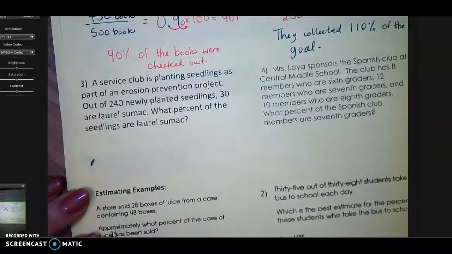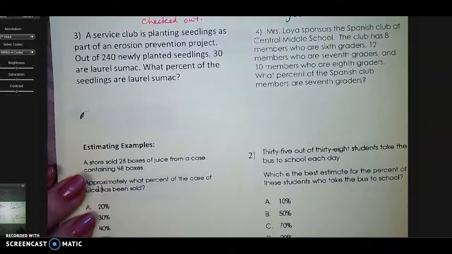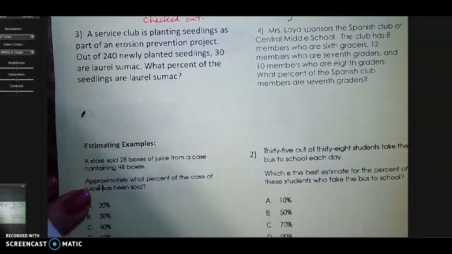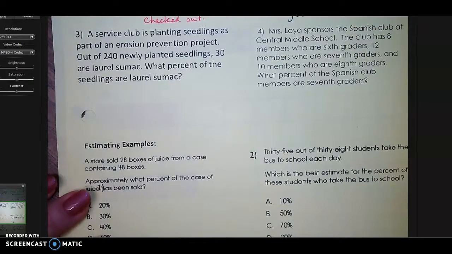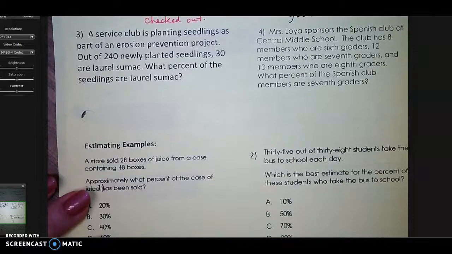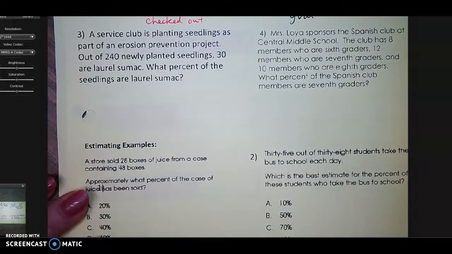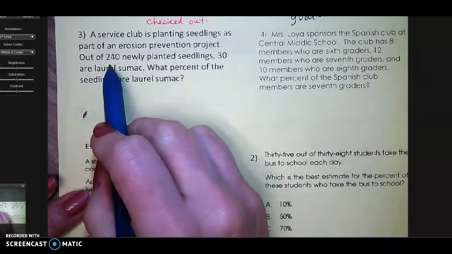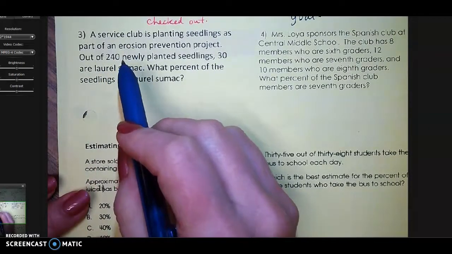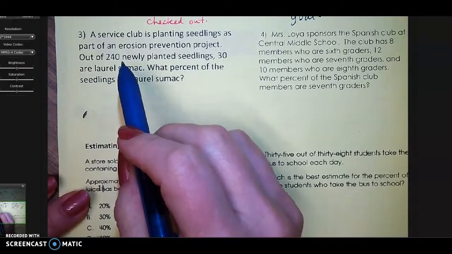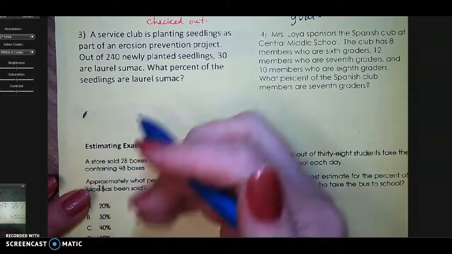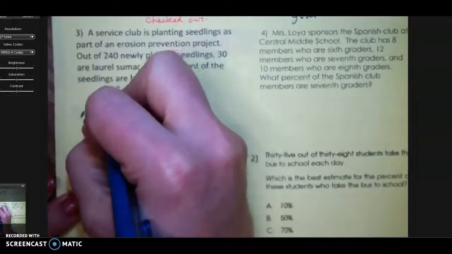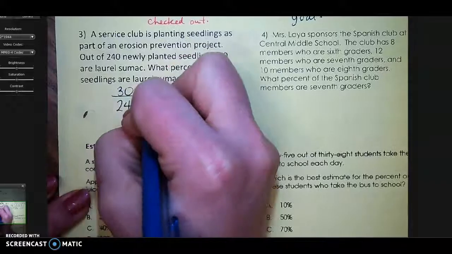Our next one here says a service club is planting seedlings as part of an erosion prevention project. And it says out of 240 newly planted seedlings, 30 are laurel sumac. What percentage of the seedlings are laurel sumac? So 30 out of 240. Well, half of 240 would be 120. We're nowhere close to half, so our percentage should be lower than 1/2. So 30 out of 240.